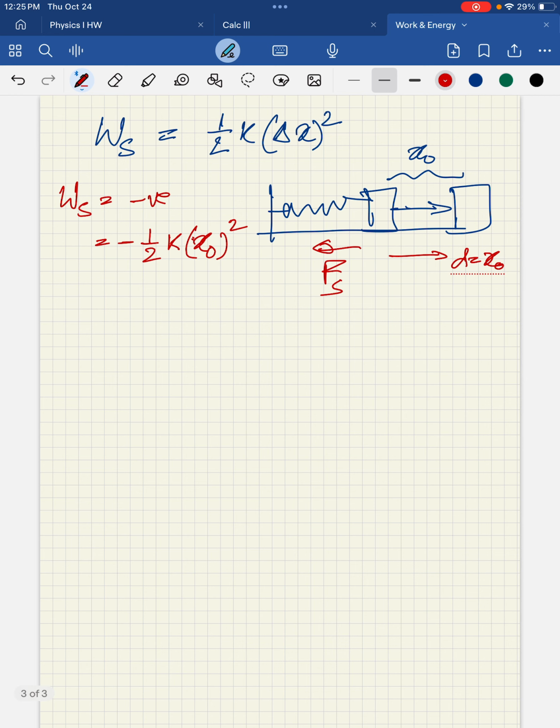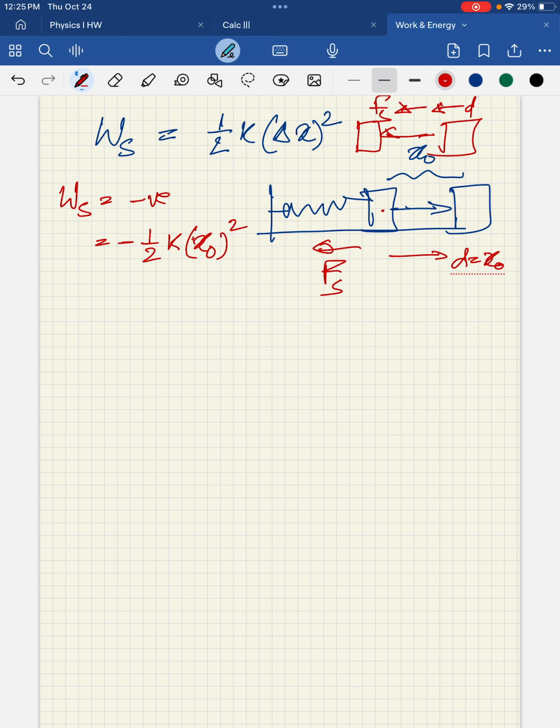And when it is coming back from this position to its original position, in this direction, in this case you will see the spring force is on the left hand side and the displacement is also left hand side. So in that case, the work done by the spring will be positive.